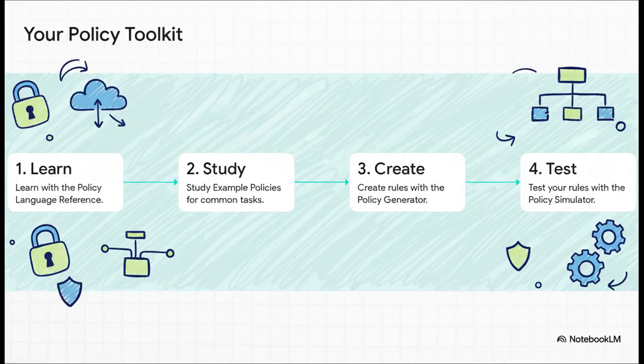Writing these rules might sound a little intimidating, but AWS gives you a really powerful toolkit to work with. You can learn the actual language, you can study examples of common policies, and you can even use the policy generator to help build your own rules. But the best part? The policy simulator. It lets you test everything out safely before you deploy it, so you know exactly what a policy is going to do before it ever goes live.